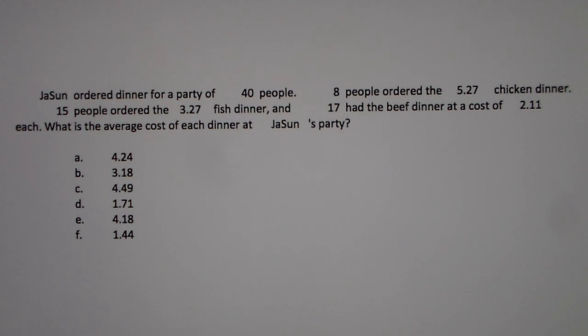Jason ordered dinner for a house party of 40 people. 8 people ordered the $5.27 chicken dinner. 15 people ordered the $3.27 fish dinner. And 17 people had the beef dinner at a cost of $2.11 each. What is the average cost of each dinner at Jason's party? So what we got to do here, that's a total of 40 people. That means on our denominator, we're going to divide by 40.